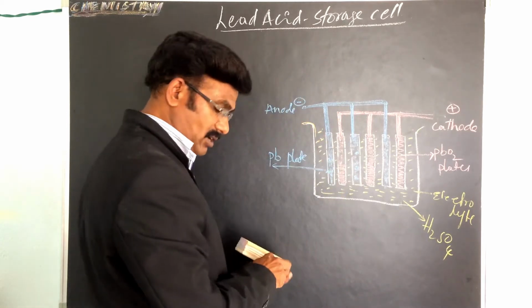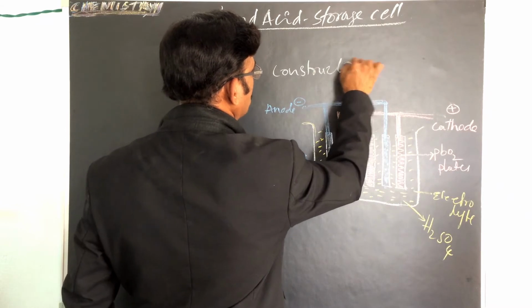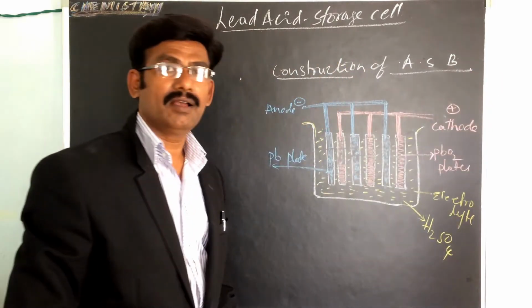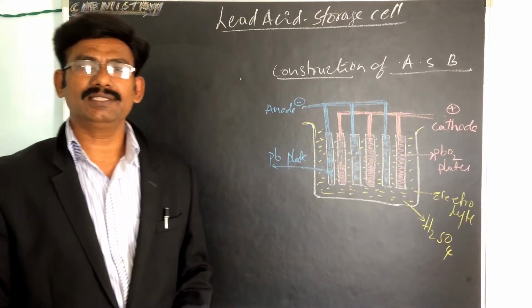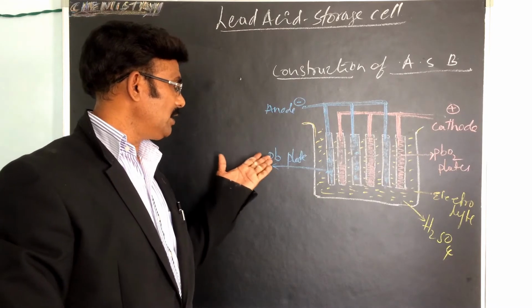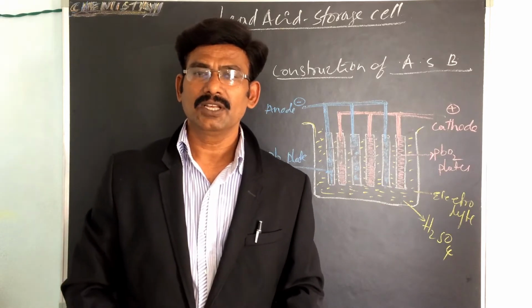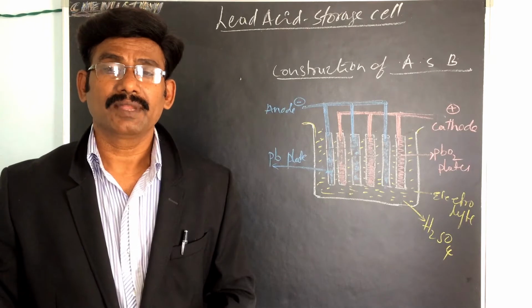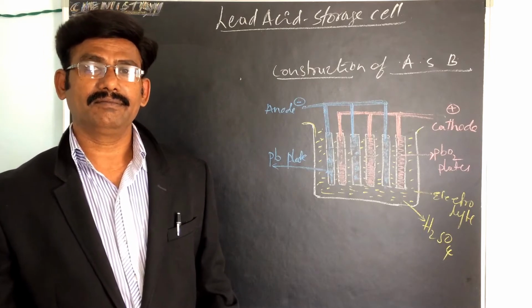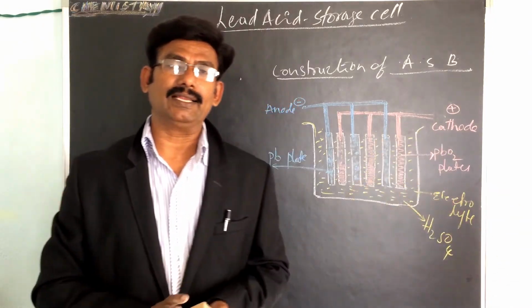So this is the construction of the lead acid storage battery. One anode is there, one cathode is there; the anode is a lead plate, the cathode is a lead oxide plate, and the electrolyte is sulfuric acid. This is about the diagram. In theory, you have to write just three to four lines on this. That I will explain to you, so what we have to write in the examination.